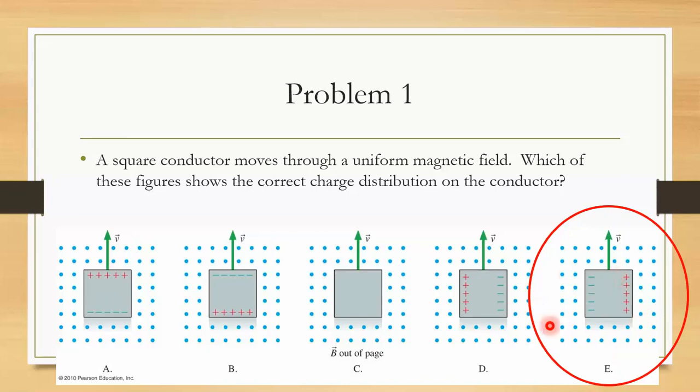So now we've created motional EMF. We now have an electric field across the conductor and a potential difference across the conductor.